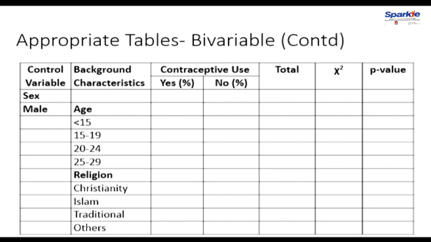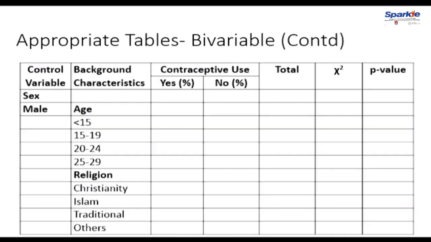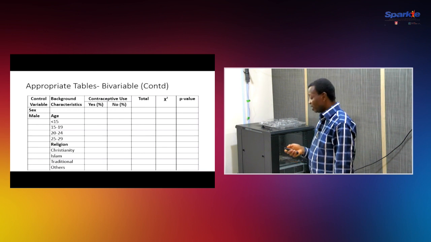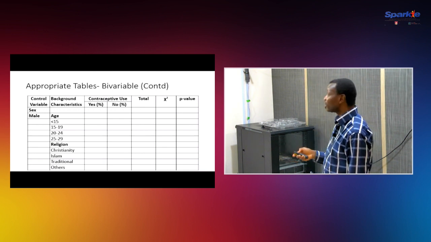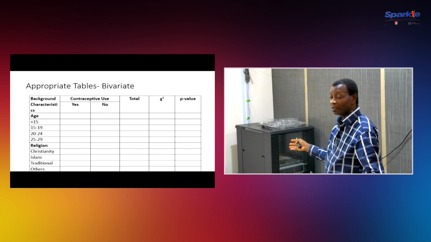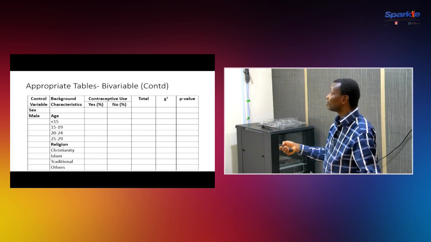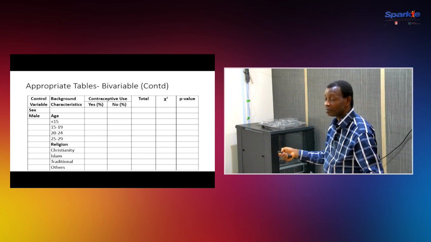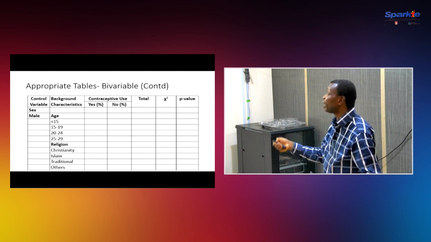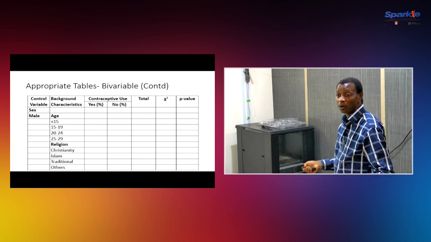What's the difference between this and this? This is the other one, which is having controls. In other words, what we have initially was the total thing. But now, I want to control for sex. I want to look at what is happening among males here, and when I'm done, I'll put females down. At the end of the day, it will give me everything about all.